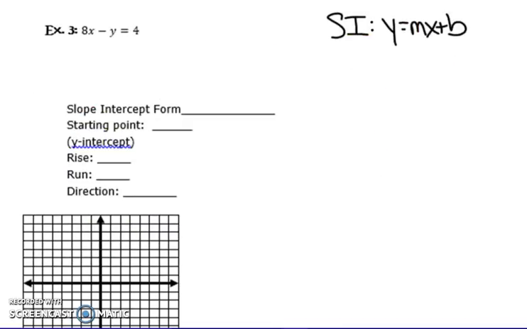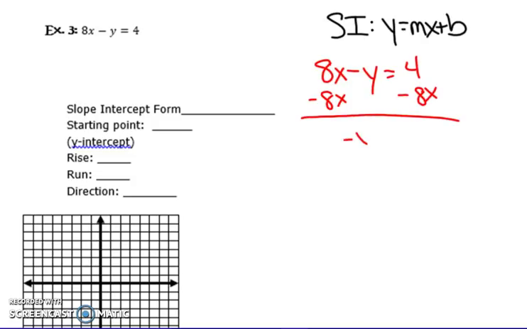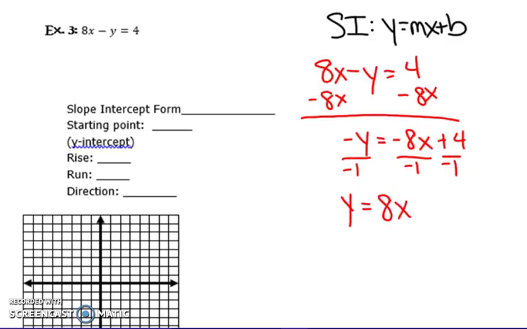For example 3, we have 8x minus y equals 4. Again, let's turn it into slope-intercept form. We're going to subtract 8x on both sides. We're left with negative y equals negative 8x plus 4. The variable y is not by itself yet. We still have a negative sign, so I'm going to divide all my terms by negative 1. I'm left with y equals negative 8 divided by negative 1 is positive 8x. Positive 4 divided by negative 1 is negative 4.